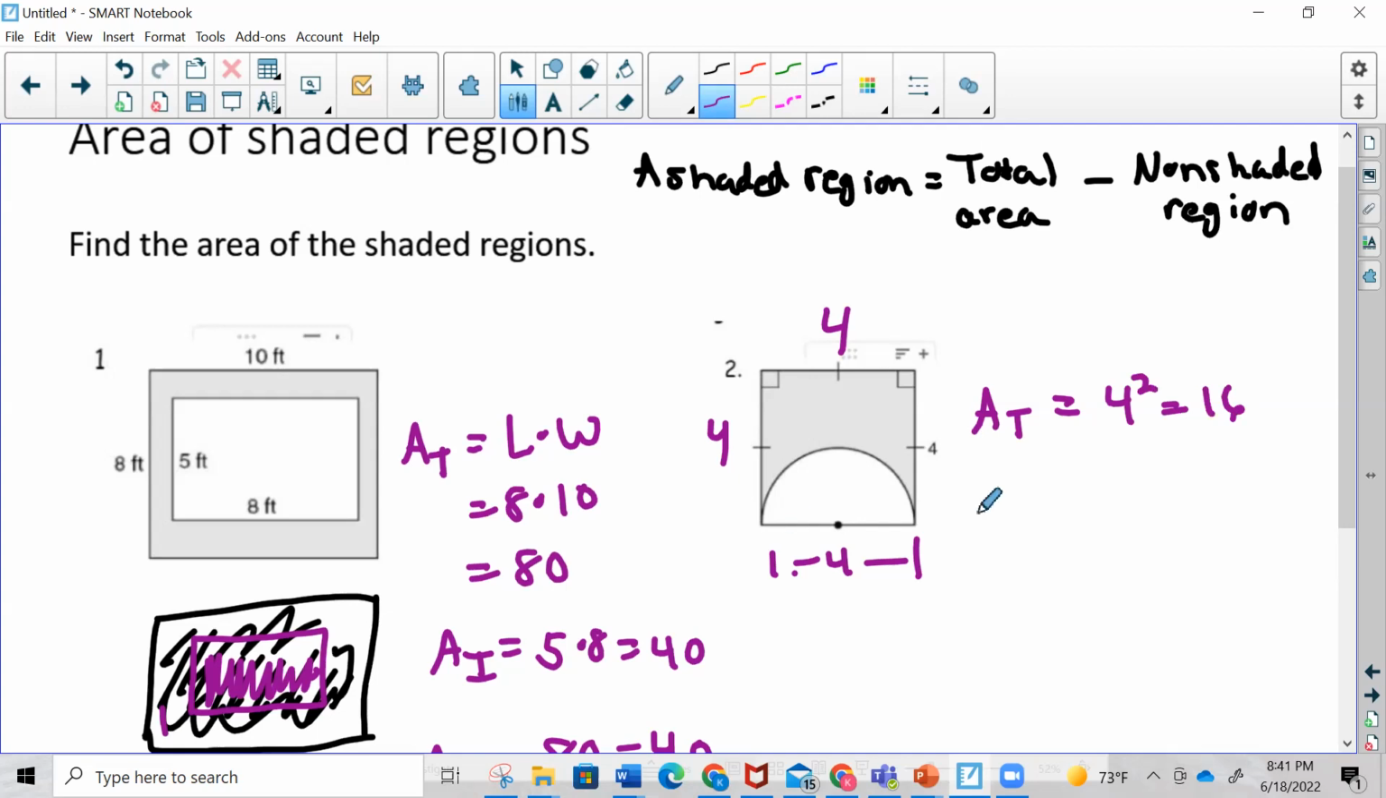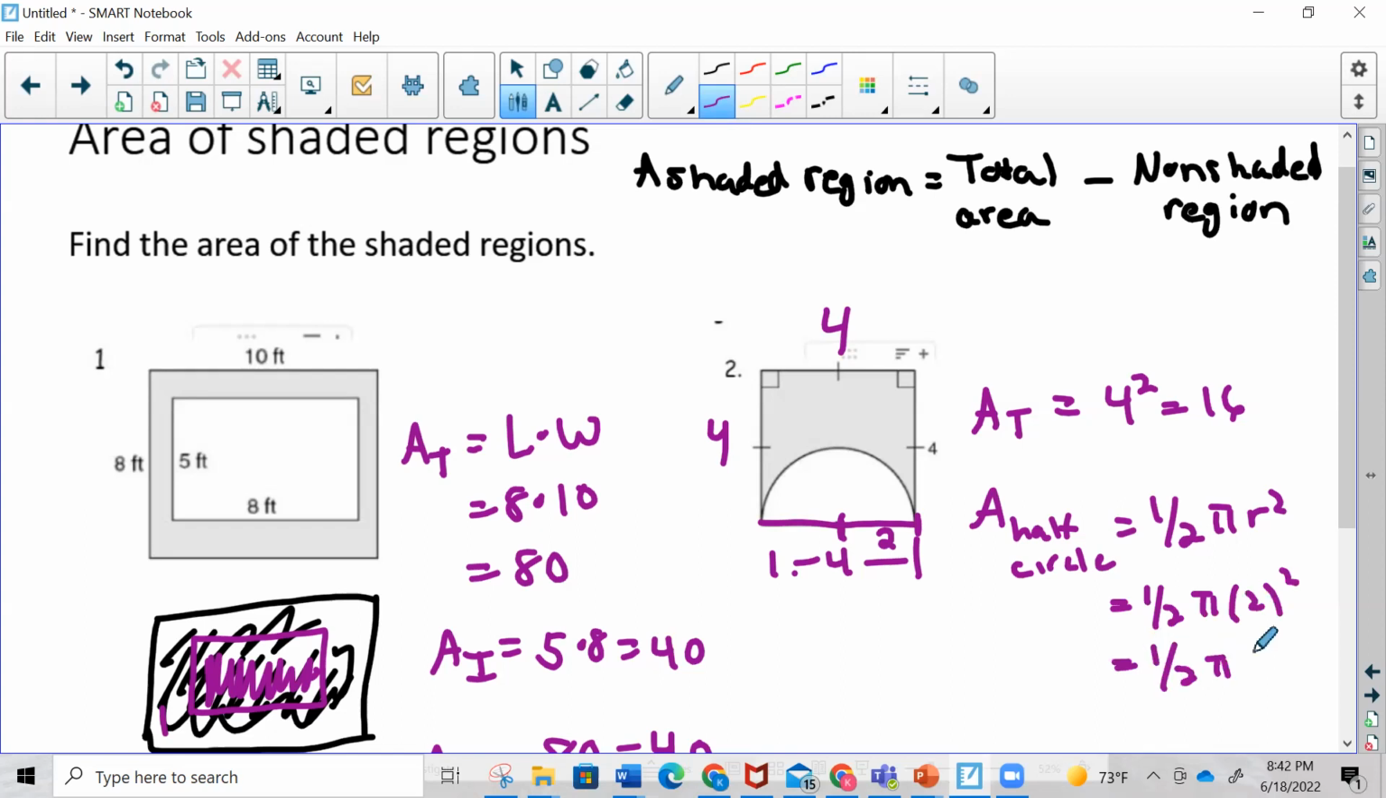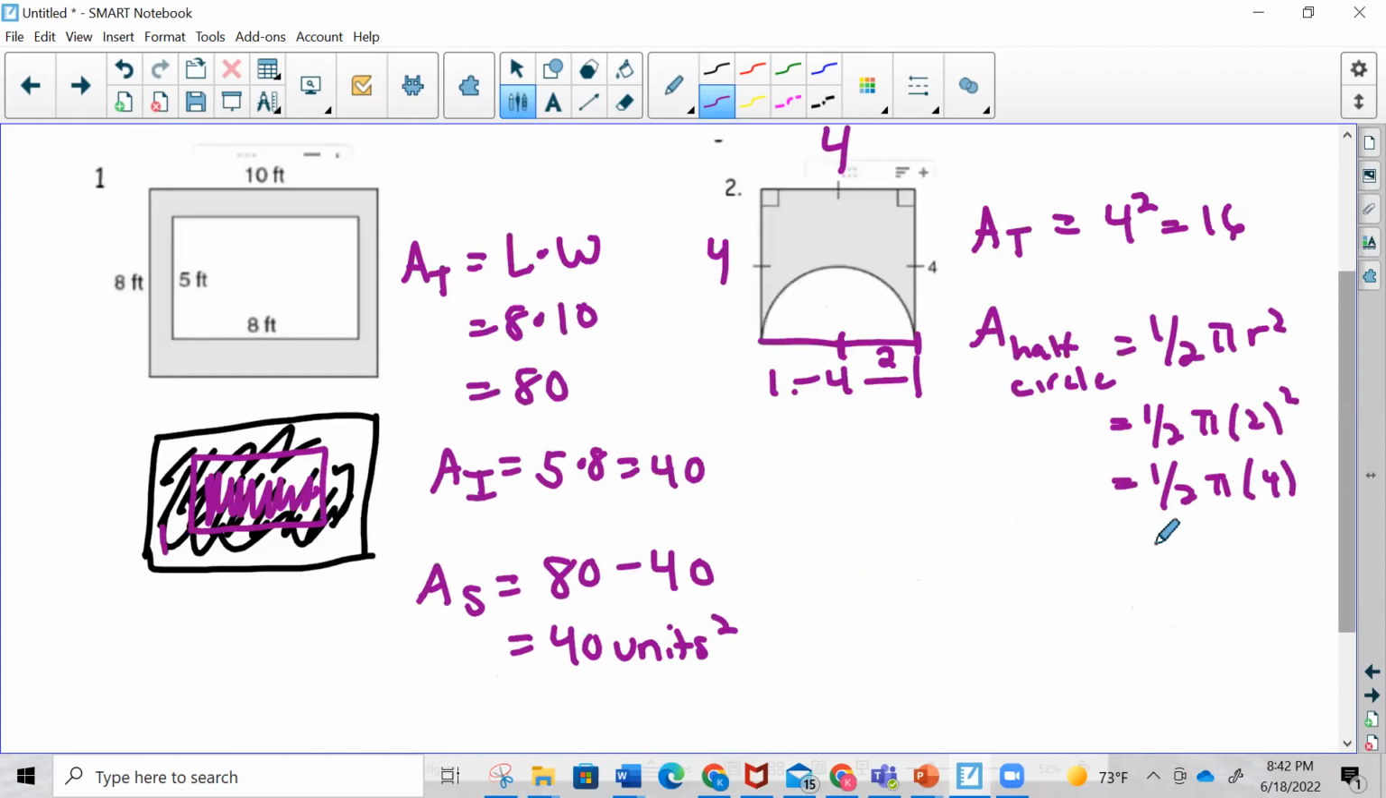Then we have a half circle. The area of a half circle is 1/2 pi r squared. And so we have to figure out the radius. Well, here it would be the diameter from here to here. And that's 4. So the radius is half of that, which is 4 divided by 2, which is 2. And then we would do 1/2 pi 2 squared. We do order of operations. So we do 2 squared, which is 4. And then you can multiply the two numbers together, the 1/2 times 4, which is 2. And so it's 2 pi.